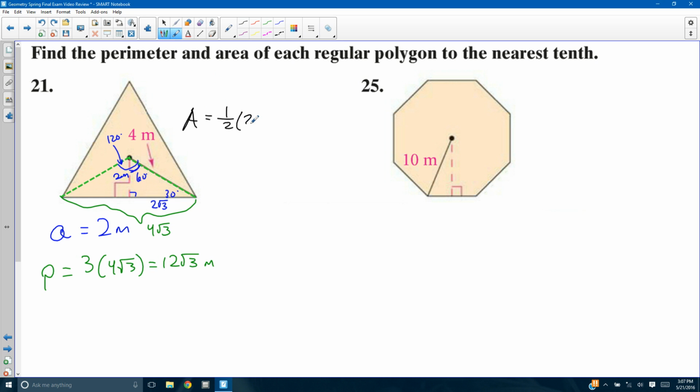Apothem, 2 times perimeter. Half of 2 is 1. 1 times 12 root 3 is 12 root 3. So 12 root 3 square meters.